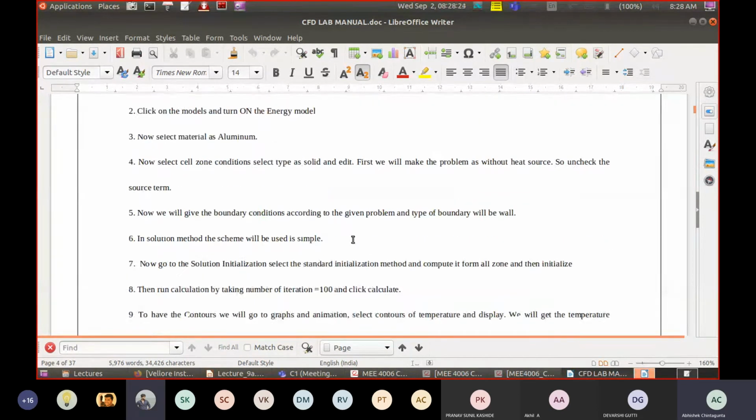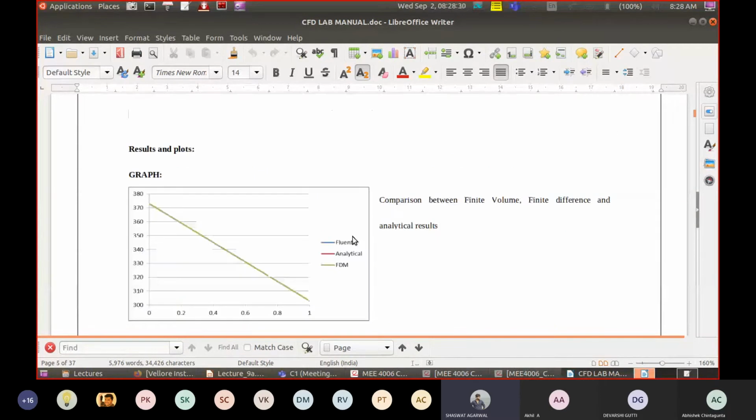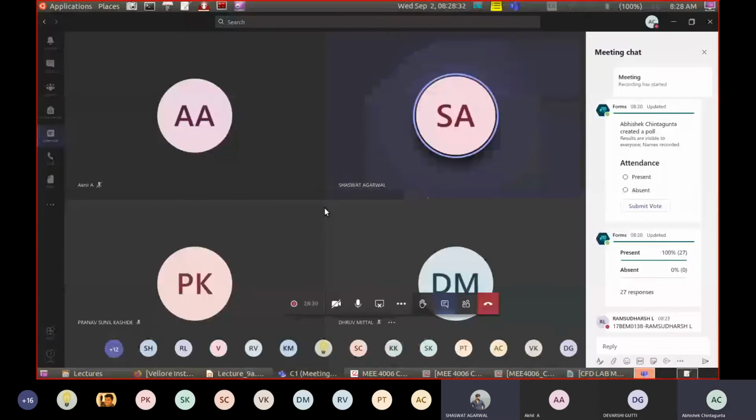Sir, excuse me, sir. How to compare both results, like with heat flux and without heat flux? With heat flux and compare with what? Like there's a graph in which we have to compare both the graphs. There's a section there in the lab manual. I hope all of you know Excel.